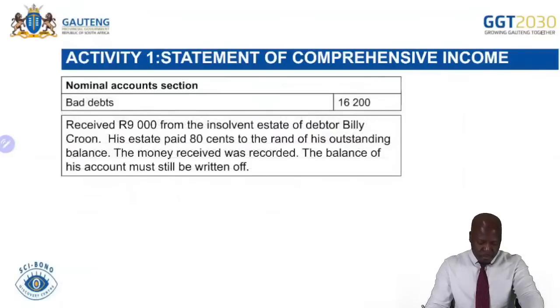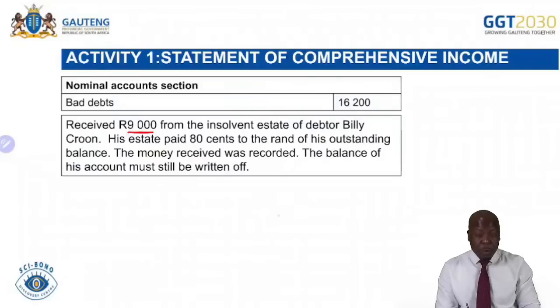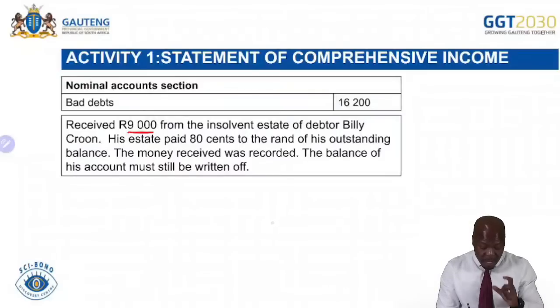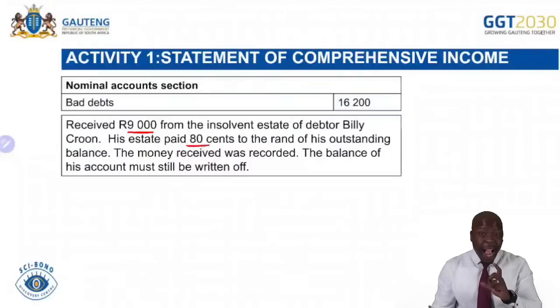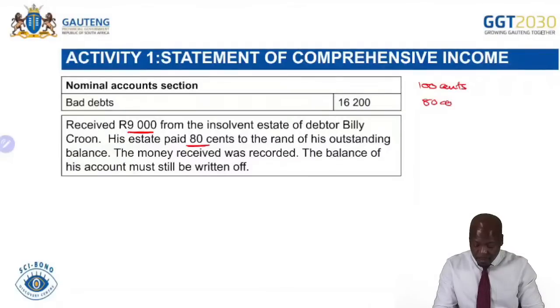The next one says bad debts. Received 9,000. This is what we have received from the insolvent estate of debtor Billy Kroon. So insolvent simply means the debtor can no longer pay their accounts. However, they have given us 9,000. His estate paid 80 cents in the rand. Okay, what we understand is the entire debt, what this guy was owing us, was 100 cents. This is what the guy was owing us. And then they have paid us 80 cents. And that 80 cents is equal to 9,000 rands.